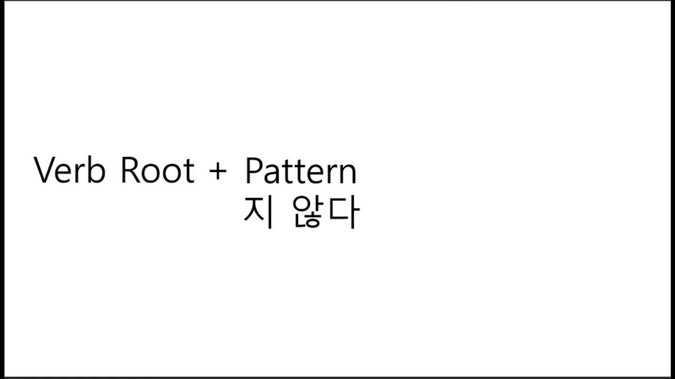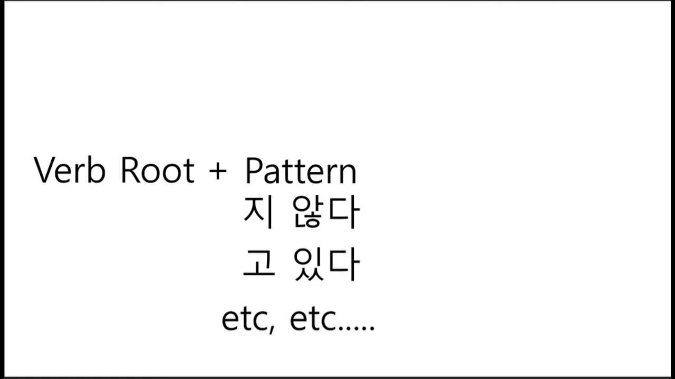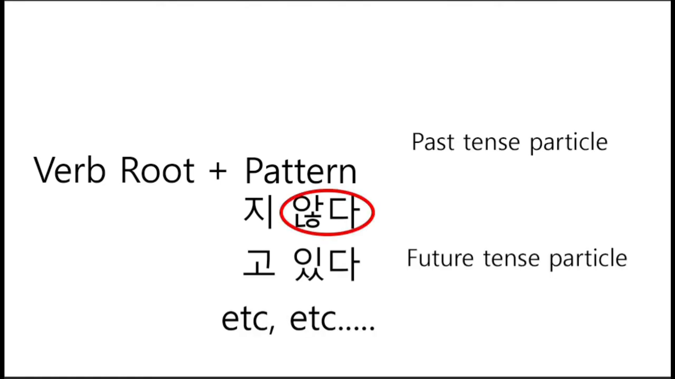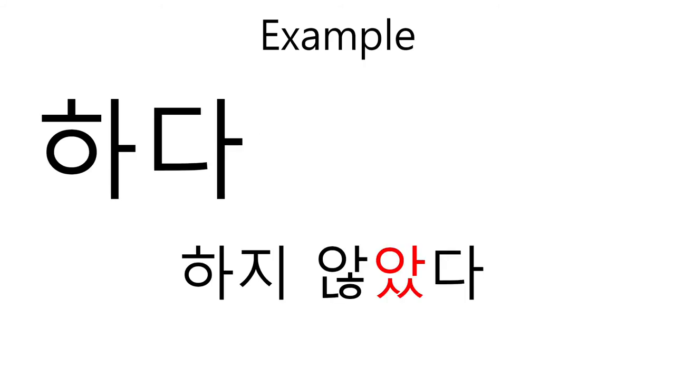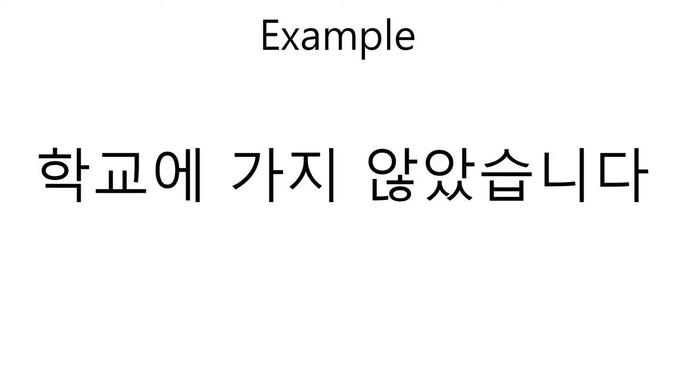Whenever there is a specific pattern that connects with a verb root, all other particles or connectors will connect to the end verb of that pattern. Or simply, you have to attach all the tense markers with the end verb root only. If you use a negation in the past tense, it will be pushed again to the verb root of the connecting pattern. We already studied that the negative connector is verb root plus ji anta. 학교에 가지 않았습니다. Or 학교에 가지 않았어요.